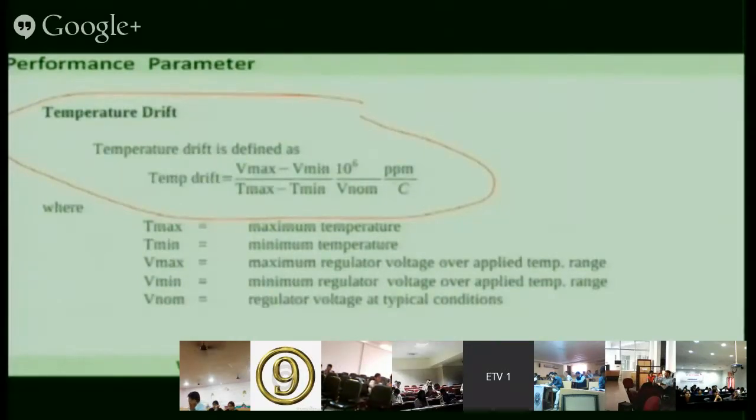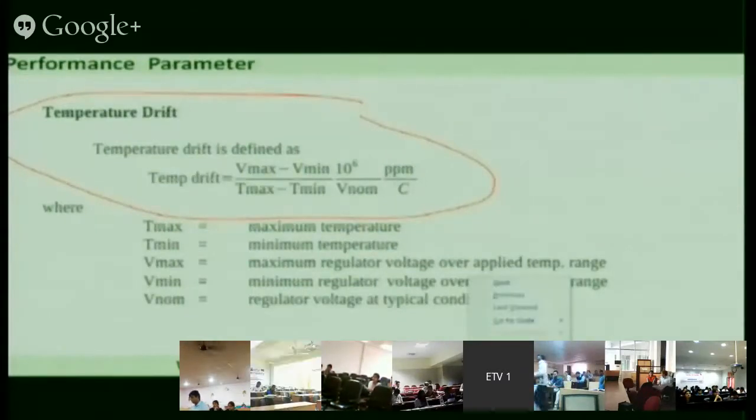And you multiply it by 10 raised to the power 6. Here we are multiplying by 10 raised to the power 6 so that by this you can express this in ppm, parts per million. So that is why 10 raised to the power 6.